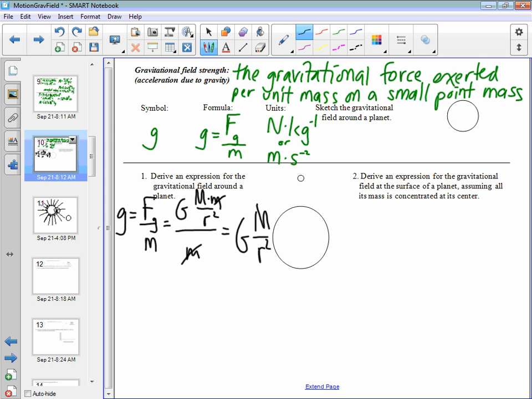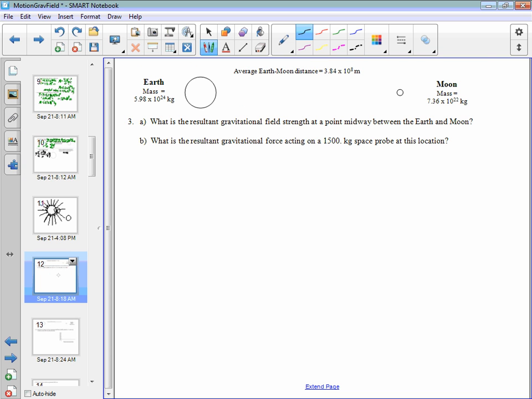Next one says derive the expression for the gravitational field at the surface of the planet, assuming all its mass is concentrated at the center. Again, this is just the same thing. We're not going to be doing anything different, so I'm sorry, that's an old example. I shouldn't really include it anymore. So that's kind of pointless there.